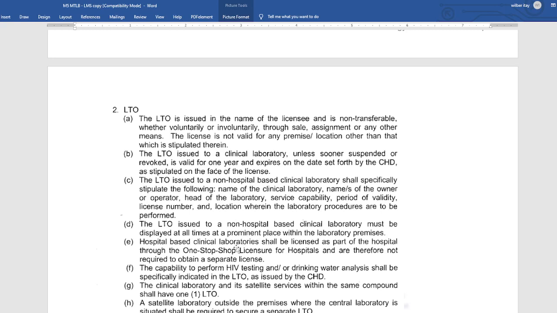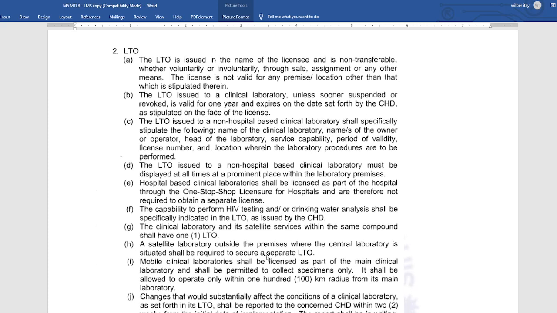Okay? Pag mga hospital-based clinical laboratory, they are licensed as part of the hospital. Okay? So, the capability to perform HIV and drinking water analysis shall be specifically indicated sa license to operate. So, if a laboratory is capable ng HIV at saka sa drinking water analysis, dapat nakalagay yan sa LTO. So, the clinical laboratory and its satellite services within the same compound shall have one LTO.